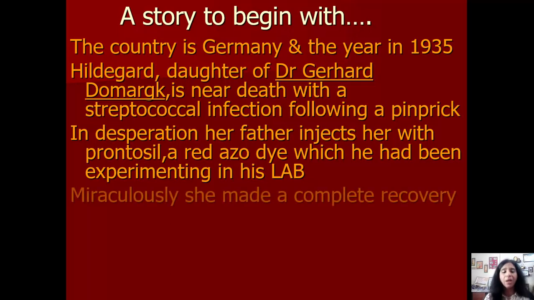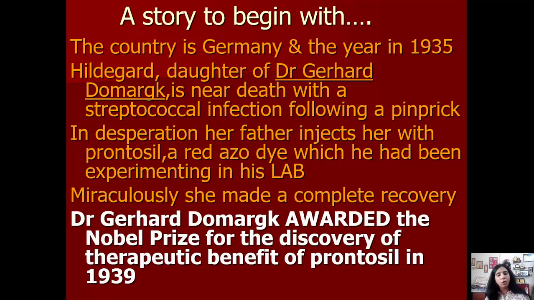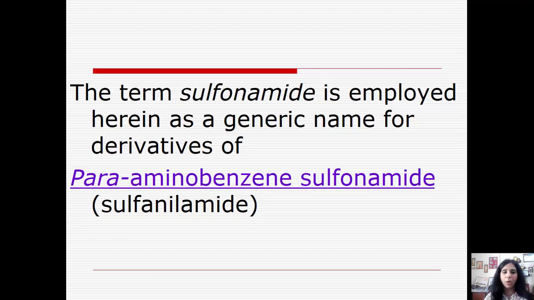So what happened after that? Miraculously, she made a complete recovery. And Dr. Gerhard Domagk was awarded the Nobel Prize in 1939 for the discovery of the therapeutic benefit of the azo dye prontosil. So that was a landmark discovery. Now the prontosil dye contains a chemical called sulfonamide. The term sulfonamide is employed herein as a generic name for the derivatives of para-aminobenzene sulfonamide.